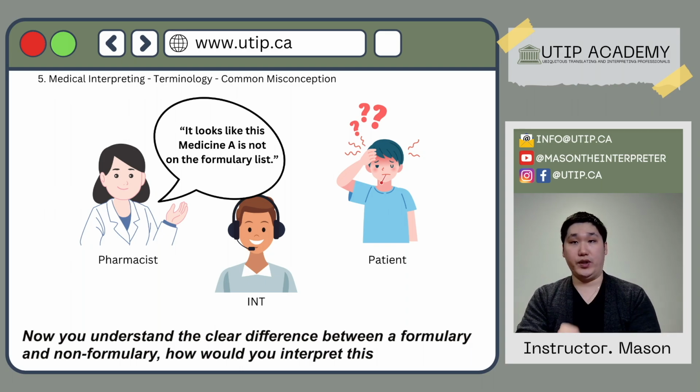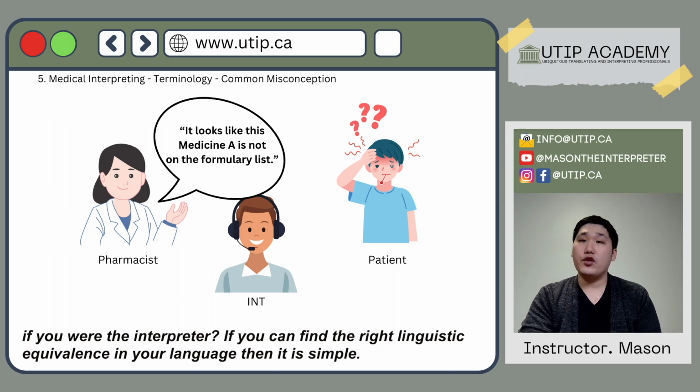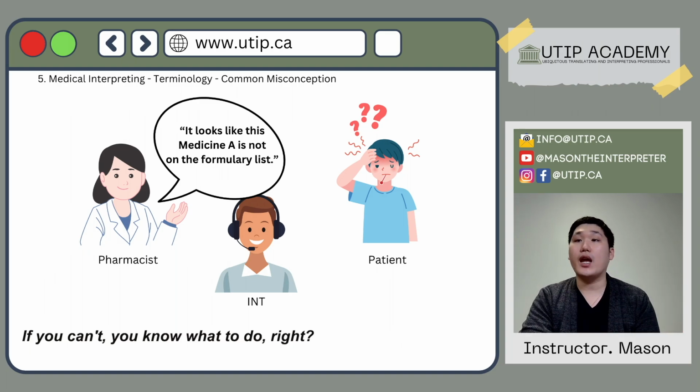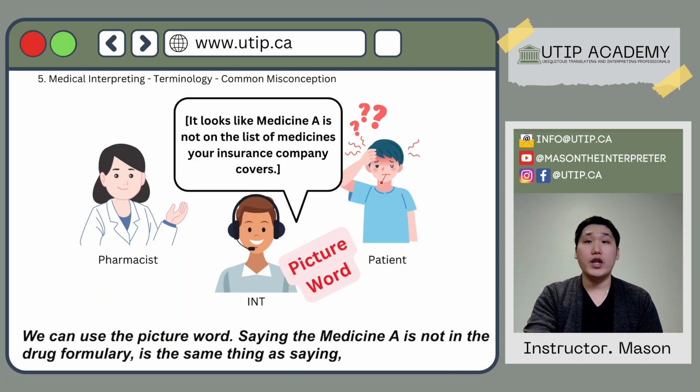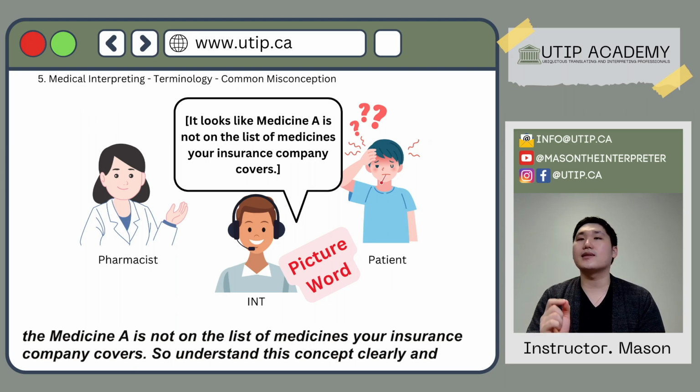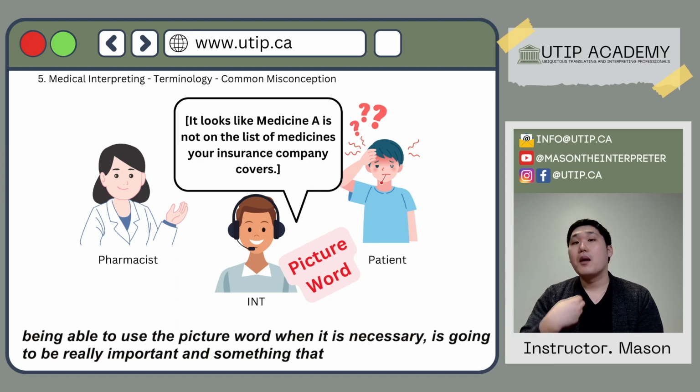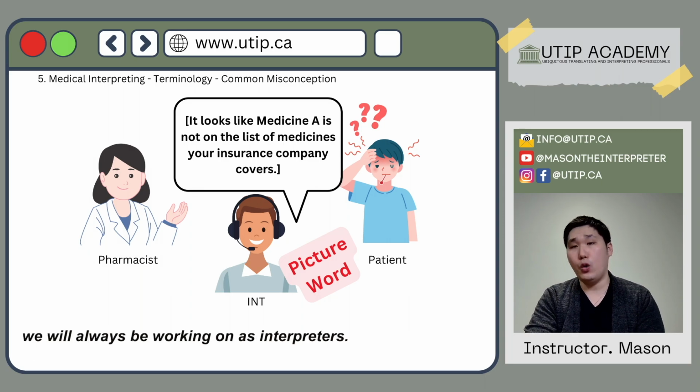How would you interpret this if you were the interpreter? If you can find the right linguistic equivalence in your language, then it is simple. If you can't, you know what to do, right? We can use the picture word. Saying the medicine A is not in the drug formulary is the same thing as saying the medicine A is not on the list of medicine your insurance company covers. So understand this concept clearly. Being able to use the picture word when it's necessary is going to be really important and something that we will always be working on as interpreters.